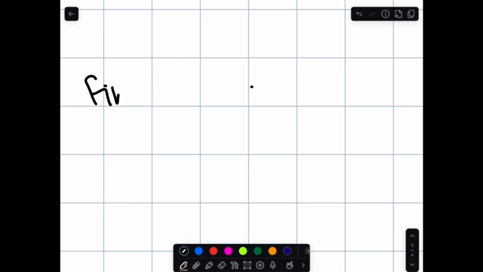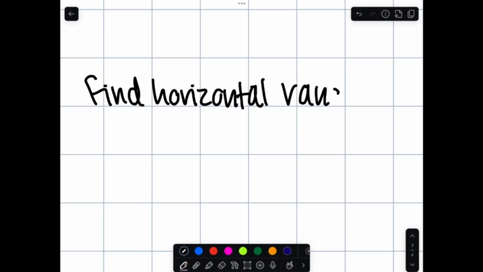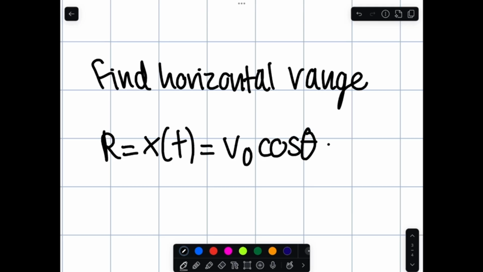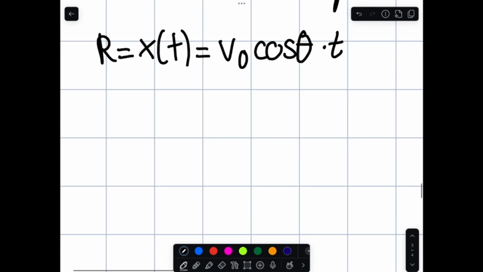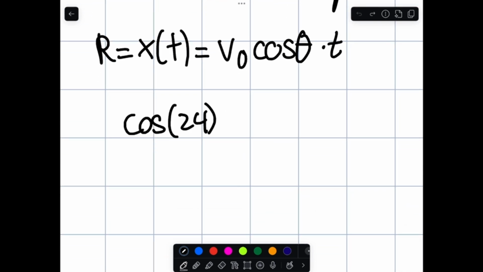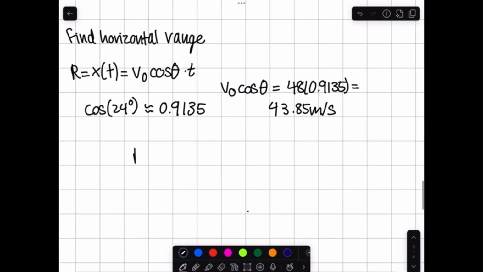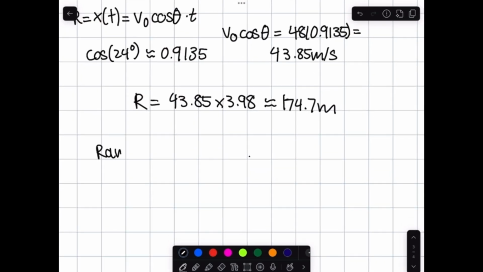Okay, so now we want to figure out how far the ball travels horizontally, or in other words, the horizontal range of the shot. To find this, we use the x component of our parametric equations, which is x(t) = v0 cos(θ) t. We already found the time of flight from the vertical motion equation, so let's plug that value for t into our horizontal equation. You get r equal to 43.85 times 3.98, and then you get a range of 174.7 meters.